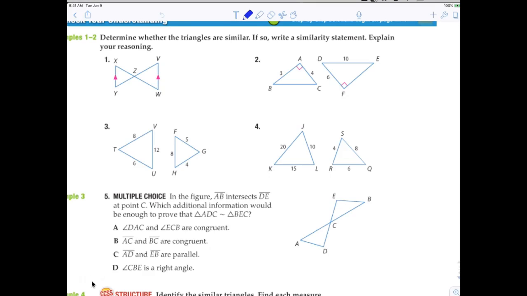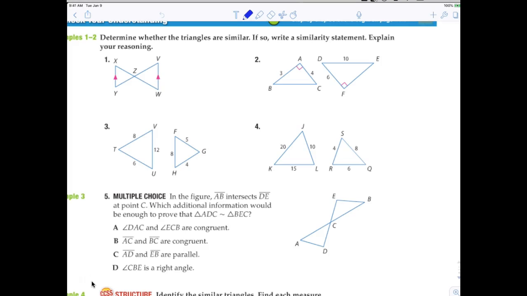So for question number 1, we're trying to determine if those triangles are similar. And the answer, of course, is what? Yes, because we can prove what? We can prove the angles are congruent. We don't know anything about the sides.